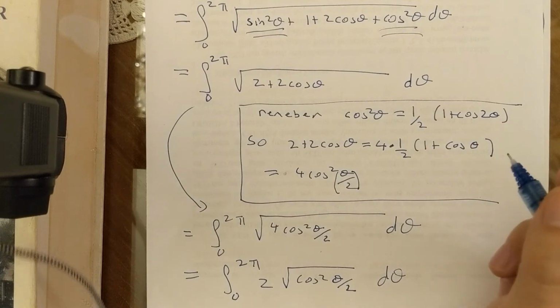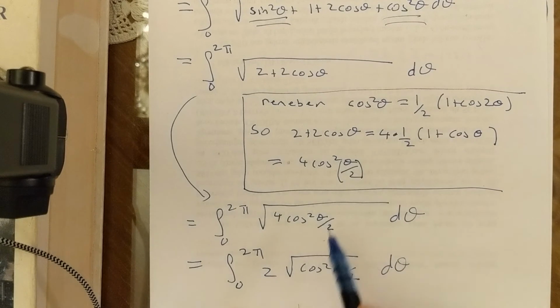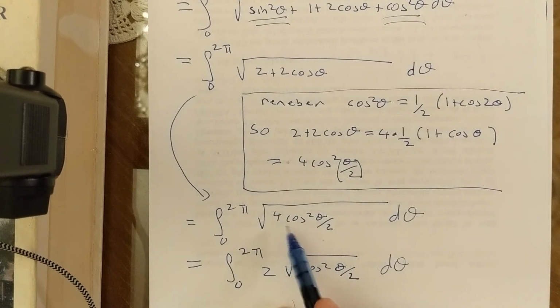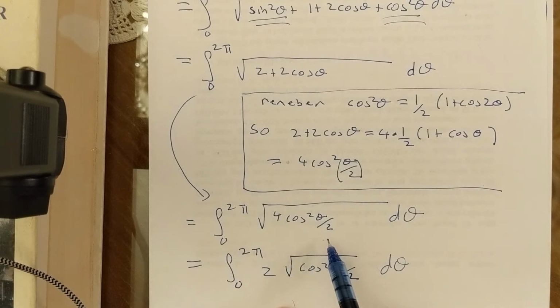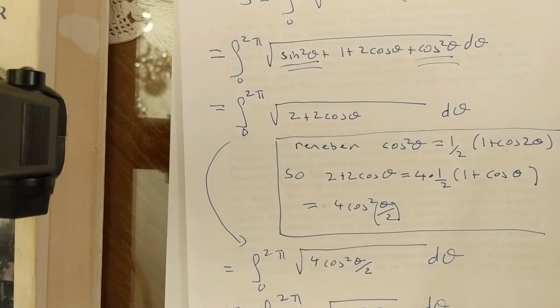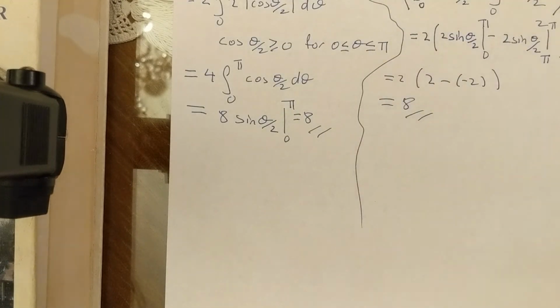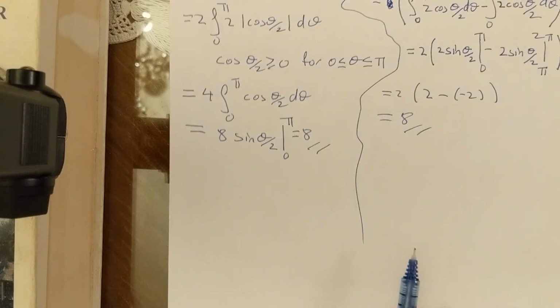Okay, so why is that good news? Because now we turn this 2 plus 2 cosine theta into 4 cosine squared theta over 2. And, well, you can bring the 4 outside the square root. It's 2, and we're interested in this square root of cosine squared theta over 2. Now, before you say, hey, that's going to be cosine theta over 2, make sure you're careful, okay? It's not going to be cosine. It's not going to come outside.